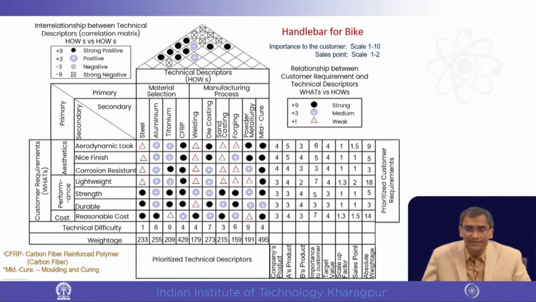Clear? Similarly, say for example, the lightweight. In the lightweight case, the present rating is 3, but the target value is 4. So, it is 4 by 3, that is 1.33, which is rounded as 1.3 here. So, like that we set the target values, we set up the scale up factors, and then the next column is the sales point.